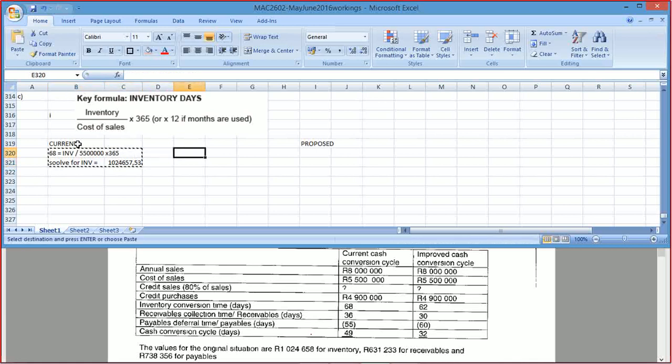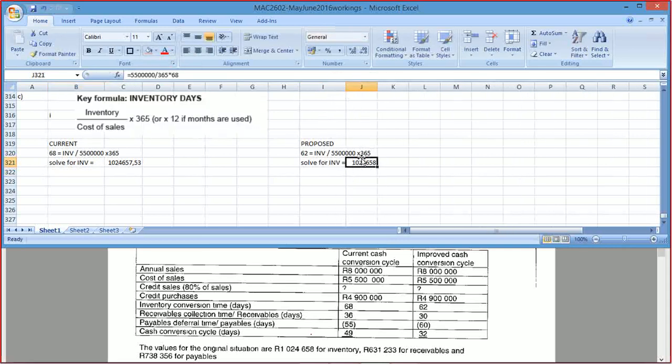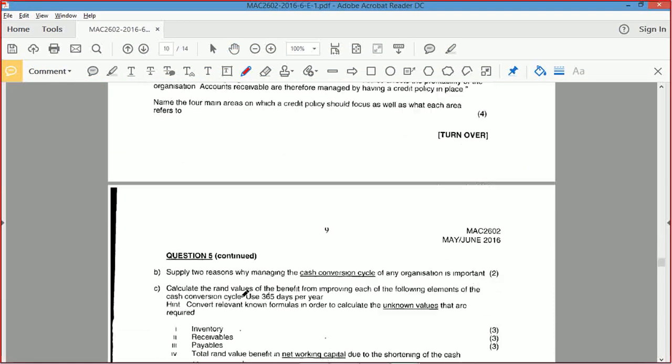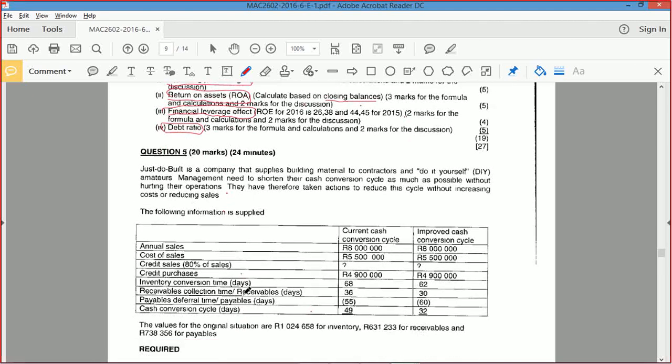Right, we need to do the same thing for the proposed. The proposed is 62 days, and the cost of sales is the same. Okay, fine, great. So we just need to change the 68 to 62. Alright, there's my inventory for the proposed. Okay, got that. Yes, sir. Okay, let's go to number 2 now. What's number 2 asking for? Receivables and then payables.